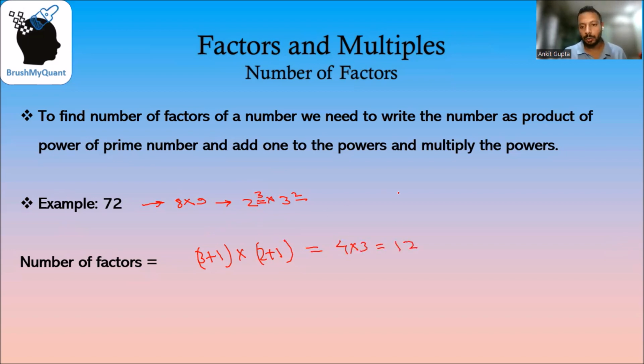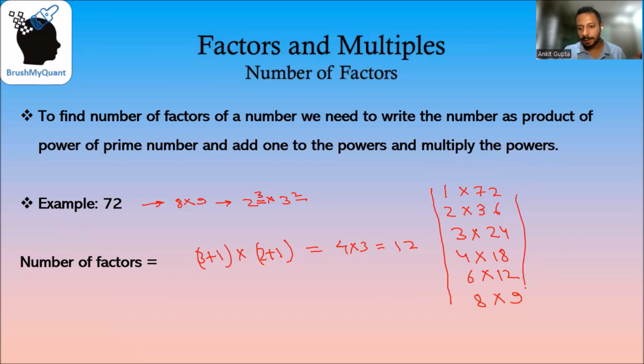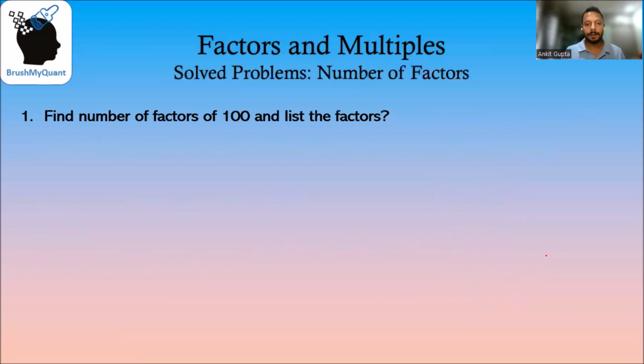We can also write those 12 factors as 1 into 72, 2 into 36, 3 into 24, 4 into 18, 6 into 12, 8 into 9. So if you look at those 12 factors, these are the 6 factors and these are the other 6 factors.